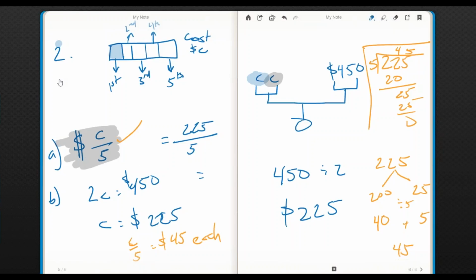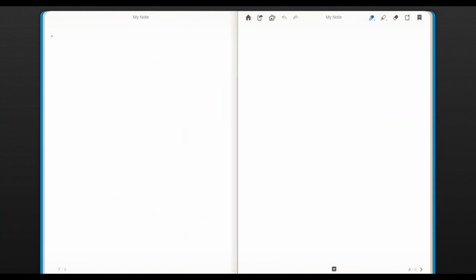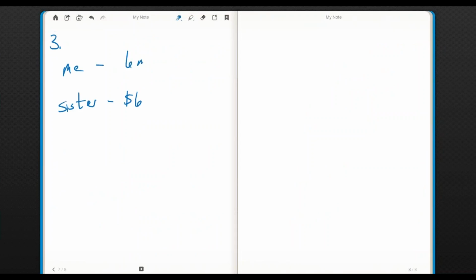Number 3 is kind of a tricky one, and it's only because of the wording. You have to really pay attention to the wording. This says my sister has $6. I have M times as much money. So M times her money, M times 6 is 6M. And so the question is, in terms of M, how much more money have I than my sister?